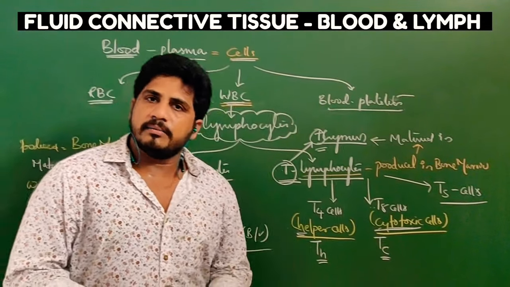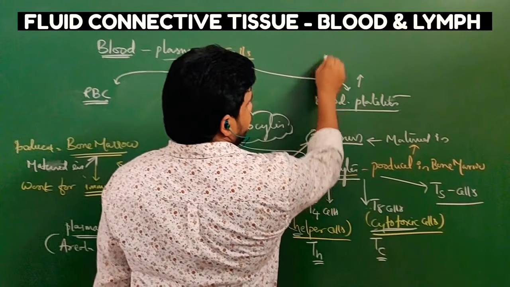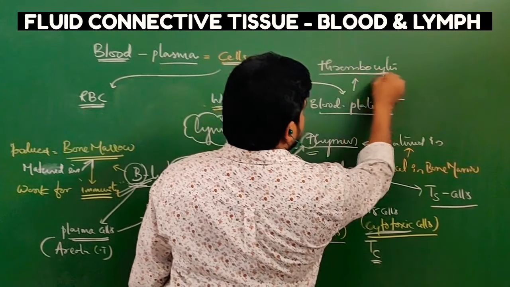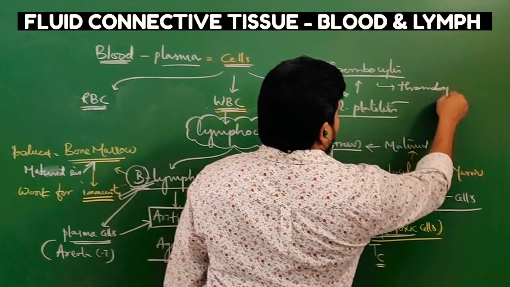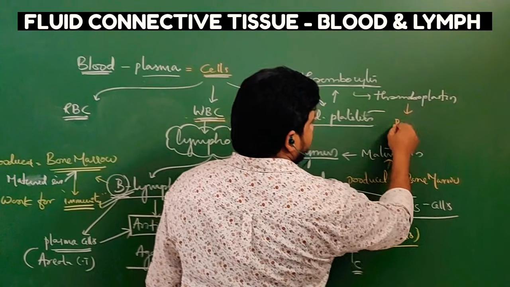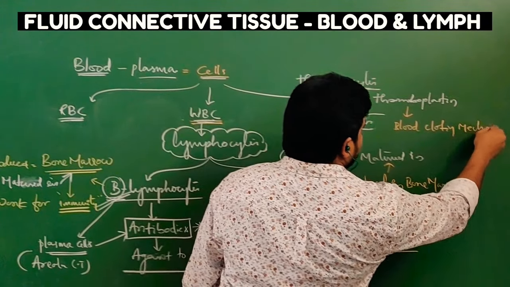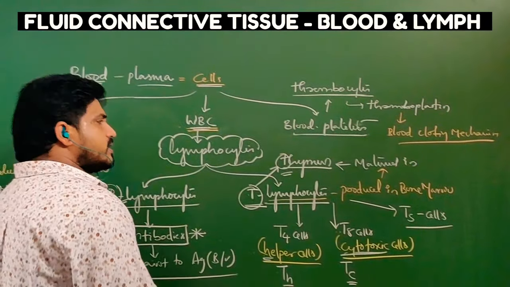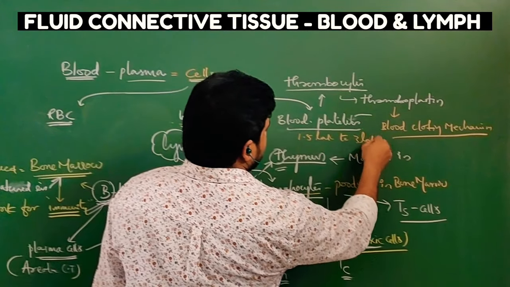The next part of the blood cells is called blood platelets. Blood platelets are also called thrombocytes. They have a protein called thromboplastin, which helps in the blood clotting mechanism along with other factors. Blood platelets are 1.5 lakh to 3 lakh.